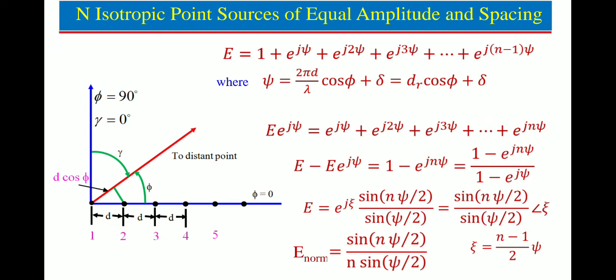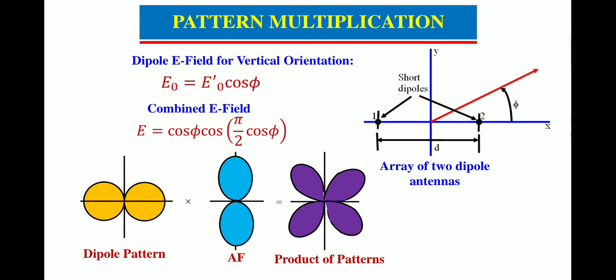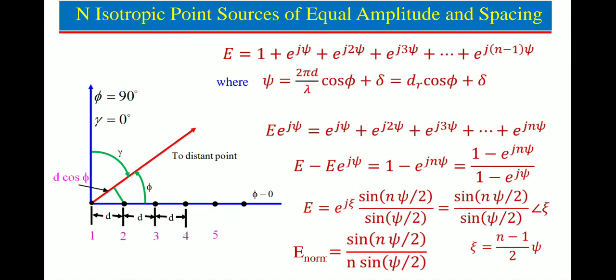So here, normalized E is sin(nφ/2) by n sin(φ/2). So here the value of epsilon is (n-1)/2 φ. So this is the figure for the various points 1, 2, 3. These 3 points we can show here for the different values, or for different distance points and isotropic point sources.